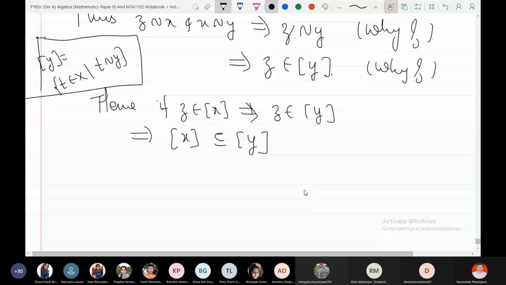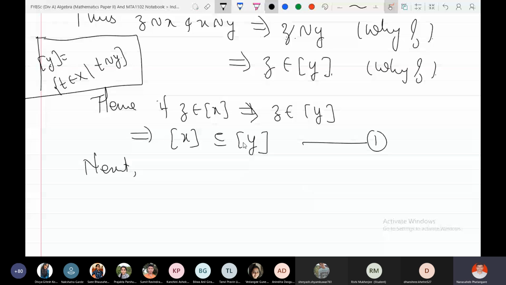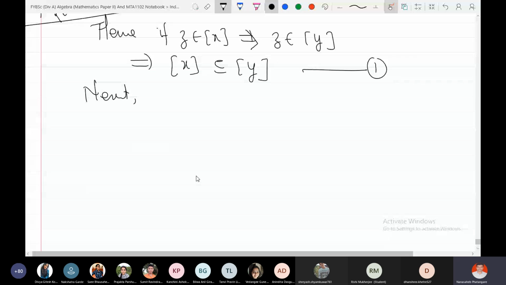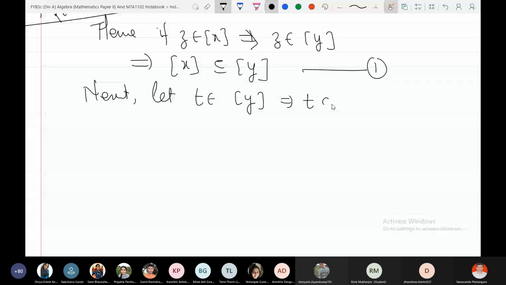Next, we want the other way around. If you select any element from class of Y, it goes inside class of X. So let T belong to class of Y. That means T is related to Y. If you choose an element from class of Y, it is related to Y.